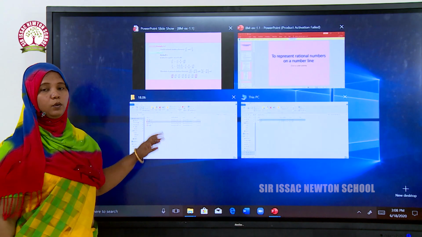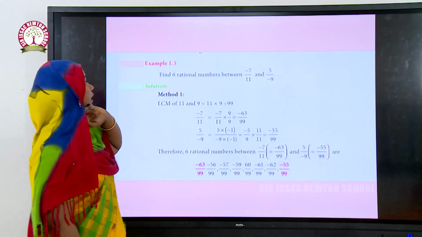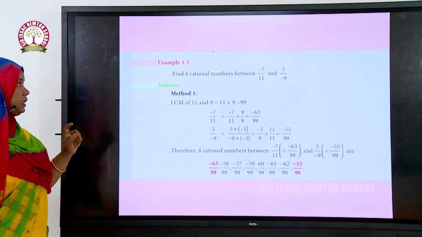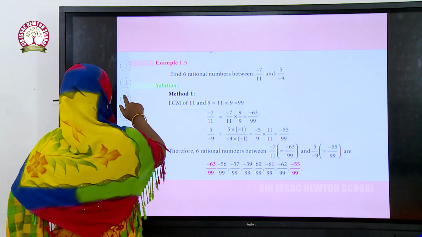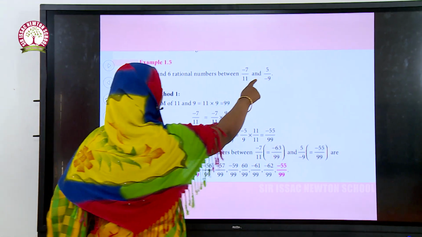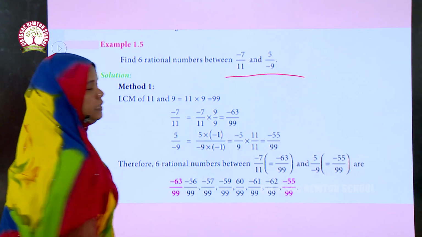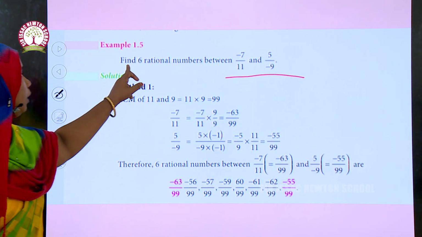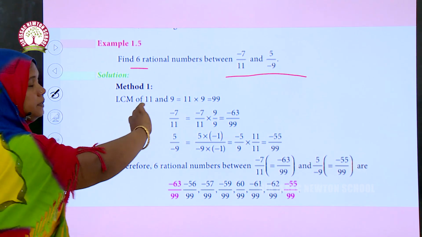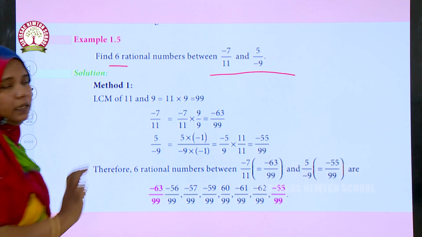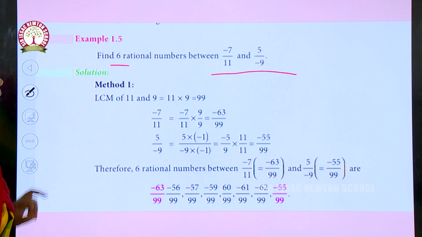The next, we are going to find the rational numbers between any two given rational numbers. Here, the two given rational numbers are minus 7 by 11 and minus 5 by 9. Between these two rational numbers, we are going to find 6 other rational numbers. The first step is to make the denominator equal. For 11 and 9, the LCM is 99.